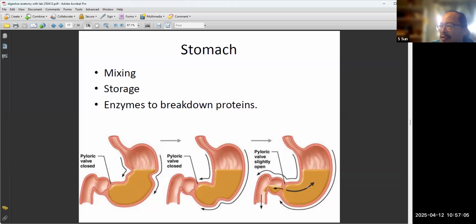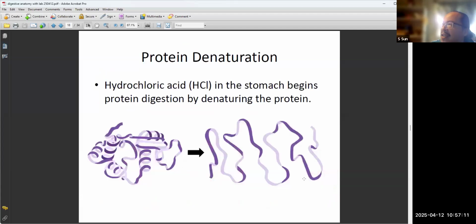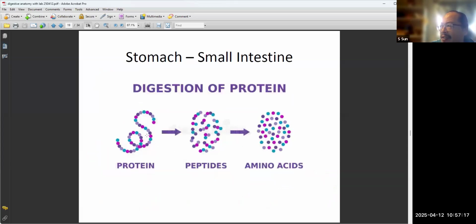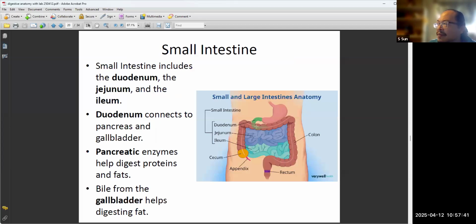The major digestion conducted in the stomach is protein digestion. The acidic environment can denature the protein. The enzyme can cut it further to form the monomer. The monomer of protein is amino acids. The stomach only does part of this, and another part is done by the small intestine. And the small intestine, in fact, cannot do it on its own. It needs some support. So here is the small intestine. The small intestine has 3 segments: duodenum, jejunum, ileum.